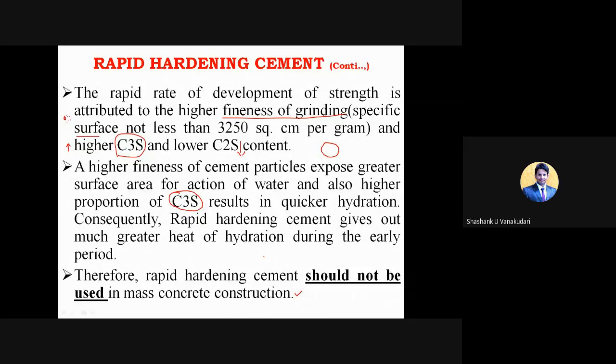So we should not use this rapid hardening cement for mass concrete construction because mass concrete constructions take huge time to prepare. That means mixing the concrete, transporting it to the required location, placing at the required sections, and then compacting, leveling, and finishing. To complete all these activities it requires huge time, and within that time itself this concrete will get set, which is not feasible for mass concrete construction.